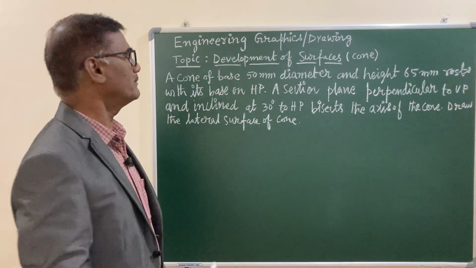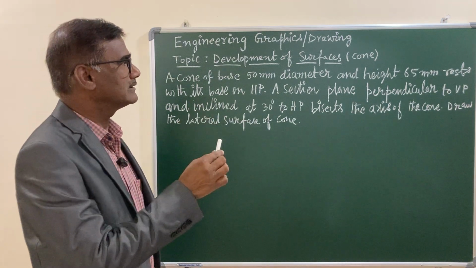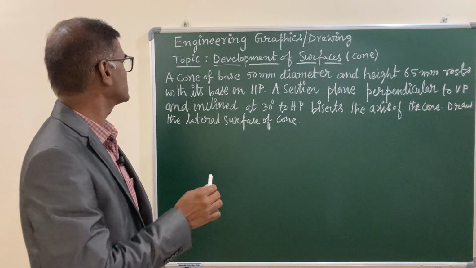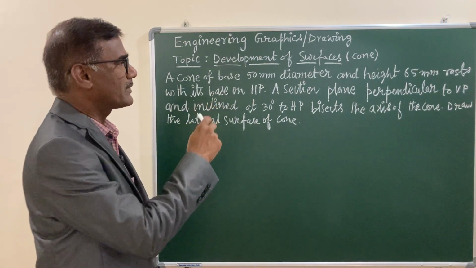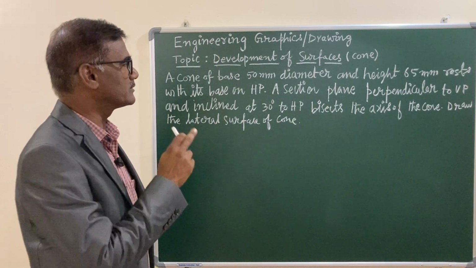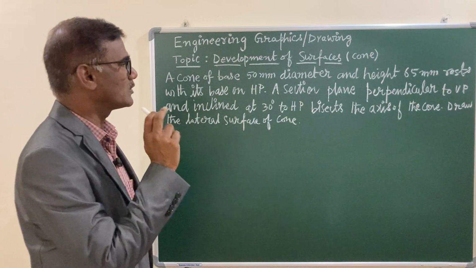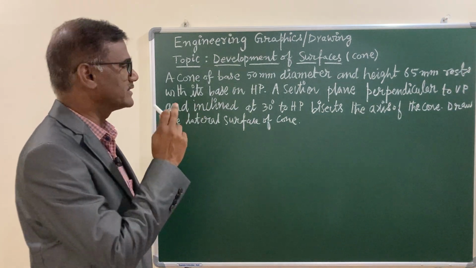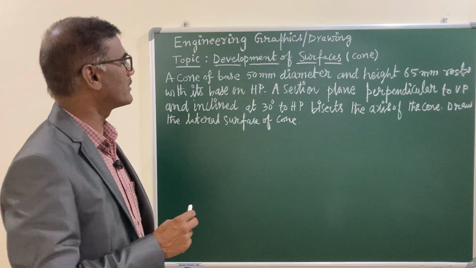Let us look at the problem. A cone of base 50 mm diameter and height 65 mm rests with its base on HP. A section plane perpendicular to VP and inclined at an angle 30 degrees to HP bisects. That means it passes through the midpoint of the axis of the cone. Draw the lateral surface of the frustum of the cone. So this is the given problem.